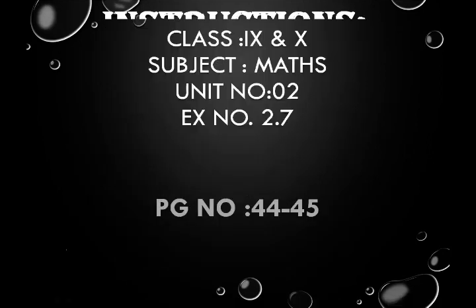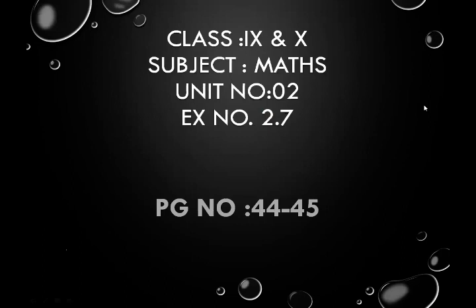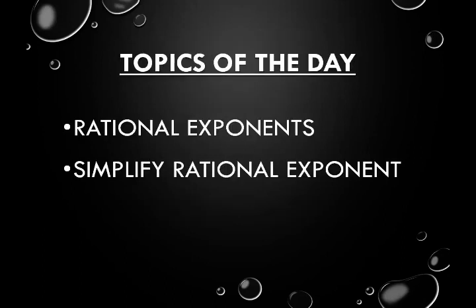So dear, today we will work on chapter number 2, exercise 2.7. This is a continuation of the same chapter, system of real numbers. The pages involved in today's session are page number 44 and 45. Topics of the day: it means what we are going to learn today is rational exponents. We will discuss what rational exponents are and how we apply rational exponents for the simplification of expressions, that is, simplify rational exponents.